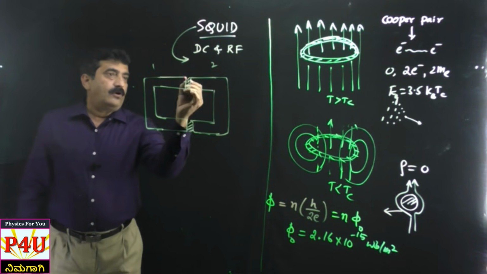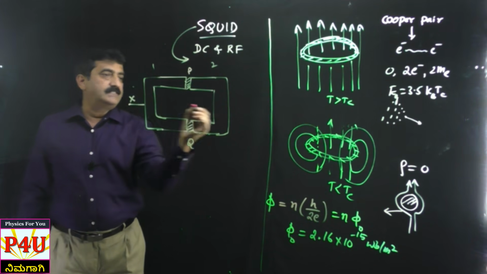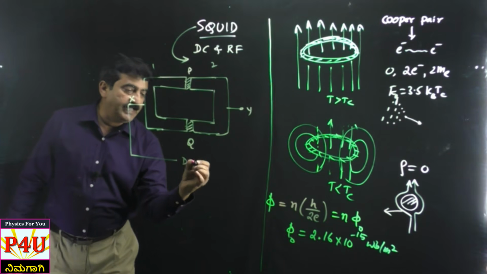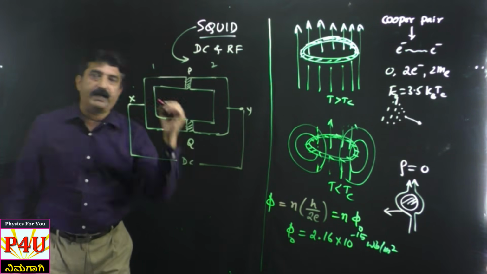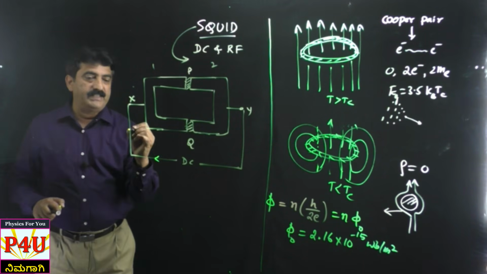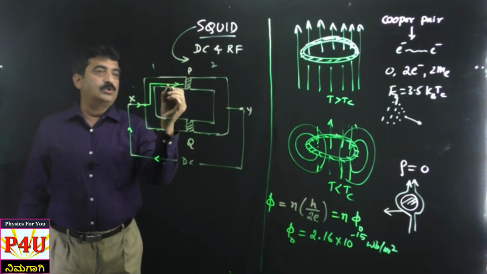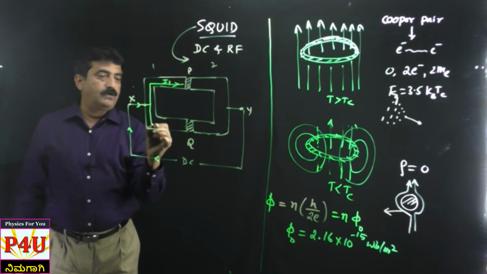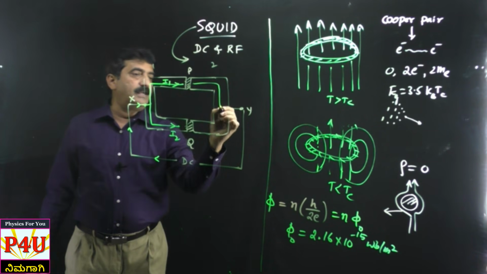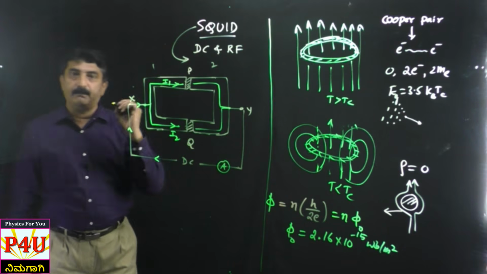Now I call this junction P, this junction Q, and this point I take as X, this point as Y. I connect a battery between X and Y, that means a DC power supply between X and Y. Now what happens? Current starts flowing from the DC source, it arrives here and divides into two parts. One part goes like this, I call it I1. Another part goes like this, I call it I2. Finally they merge here and proceed onwards, and that you can measure with the help of an ammeter.